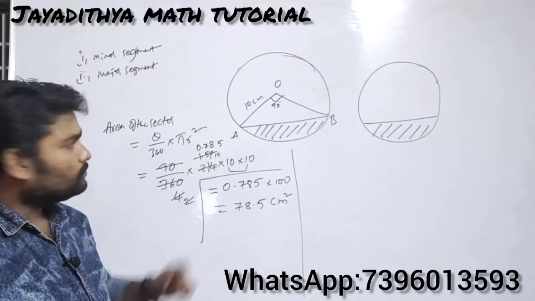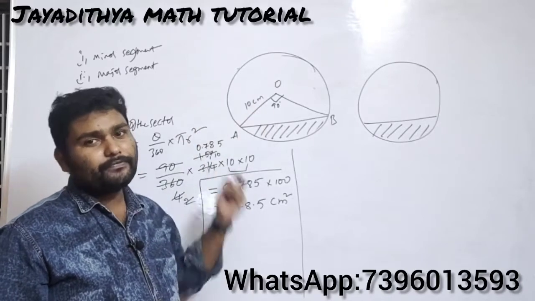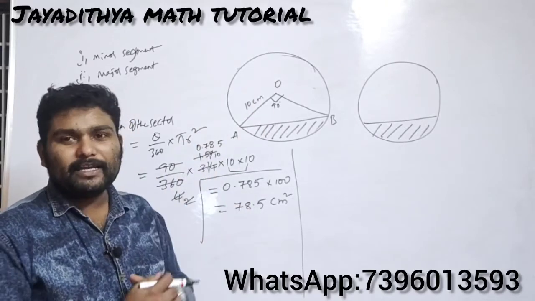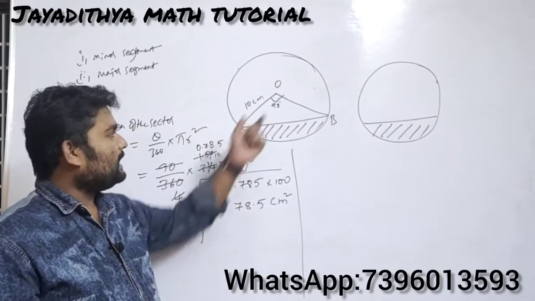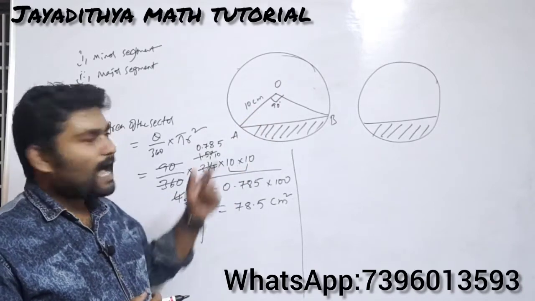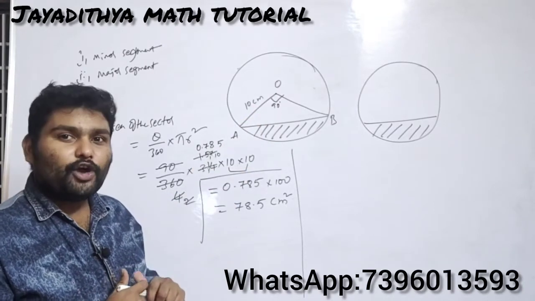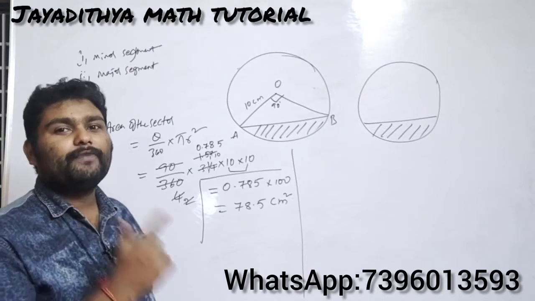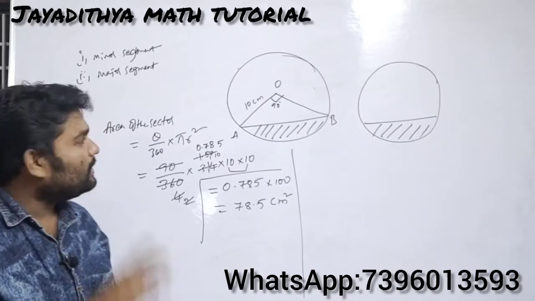You need to do the area of the triangle. Is the base given here? No. Right now, base is not given. Is the height given there? Height is also not given. So first of all, you need to find the base and height of the triangle.